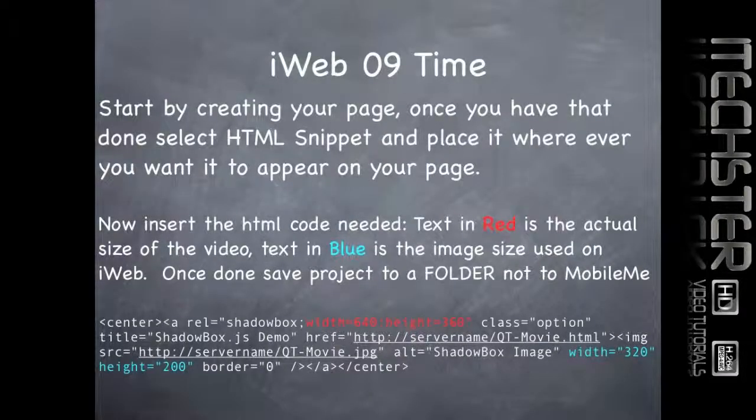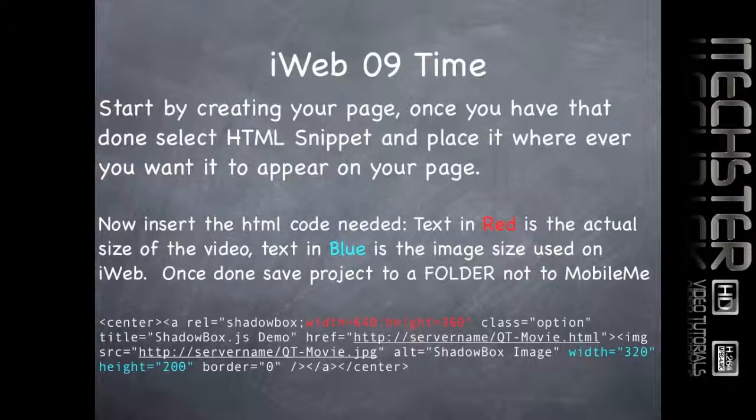Okay, now here comes the fun part. We're going to go ahead and open up iWeb 09. So you start by creating your page. Once you have that done, select the HTML snippet, which will be on your right hand side, and place it wherever you want it to appear on your page. Now insert the HTML code needed that you see below, and this is actually what's going to be referencing that HTML page that we're going to be using.